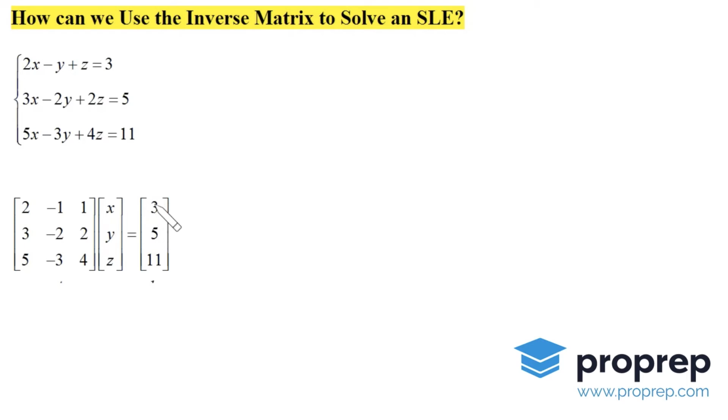For example, the top element, it's the first row, first column. So we take here the first row and here the first column to get this. And what this says is that 2 times x minus 1 times y plus 1 times z is 3. That's the top row. Similarly, if I chose the second row, first column, I'd get this. And if I chose this with this, I'd get this. So this is the matrix representation.